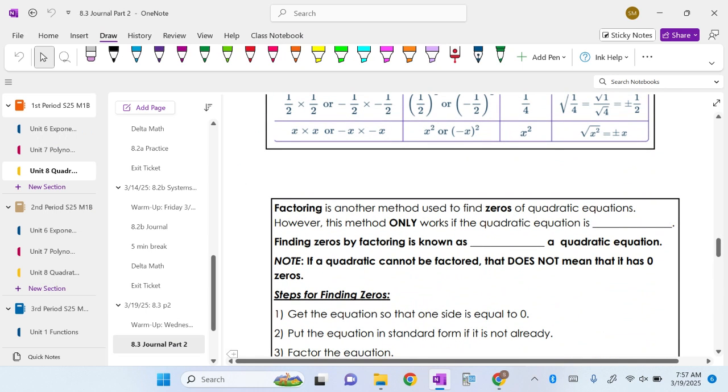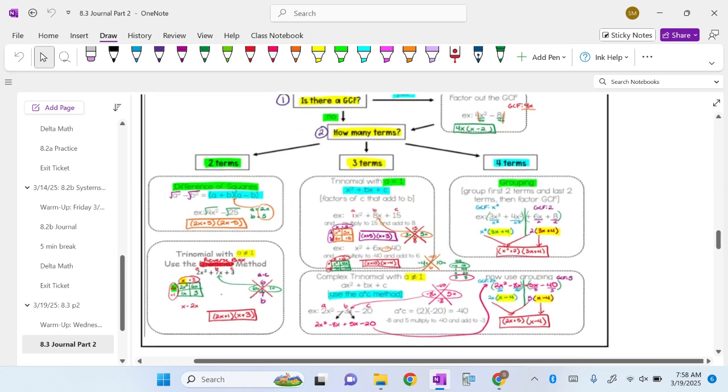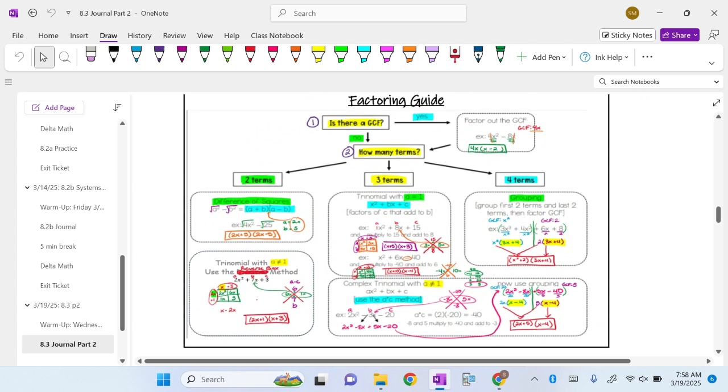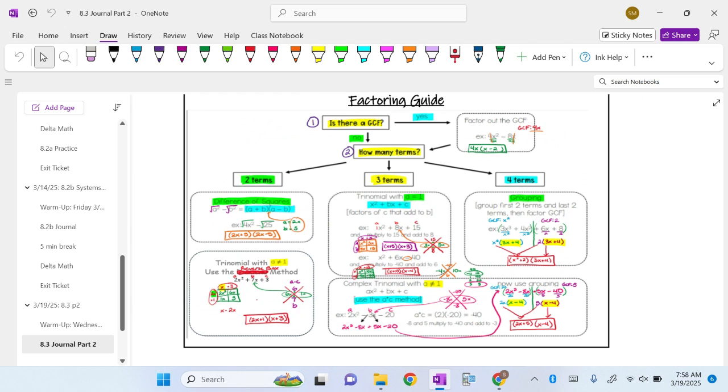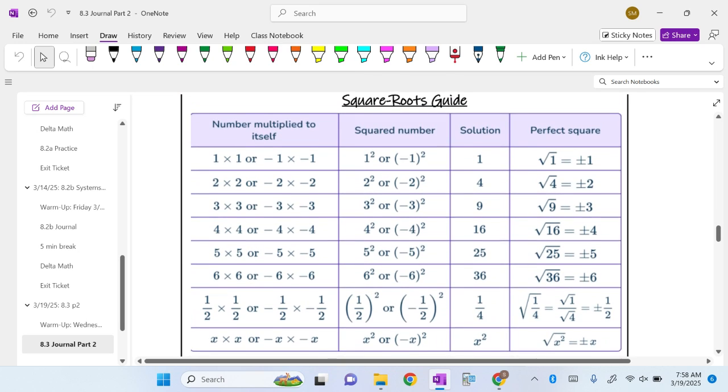Now, something to note while you're looking at that is I put a little secret page in the middle of that foldable that had that nice factoring guide that we did back in the last unit. So, the flow chart that tells you where you start and where you go based on certain conditions, as well as some examples. And then I also put a square root guide in here.